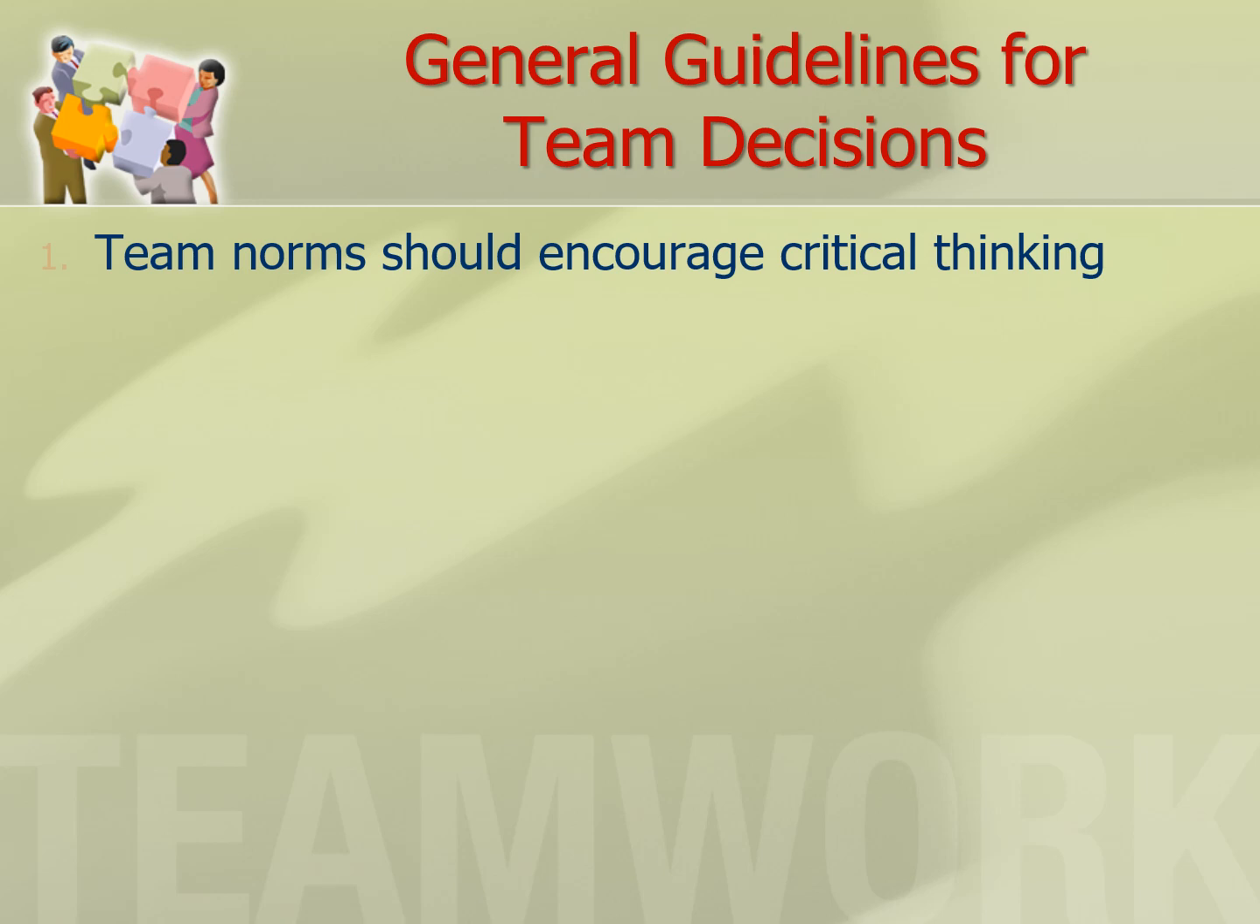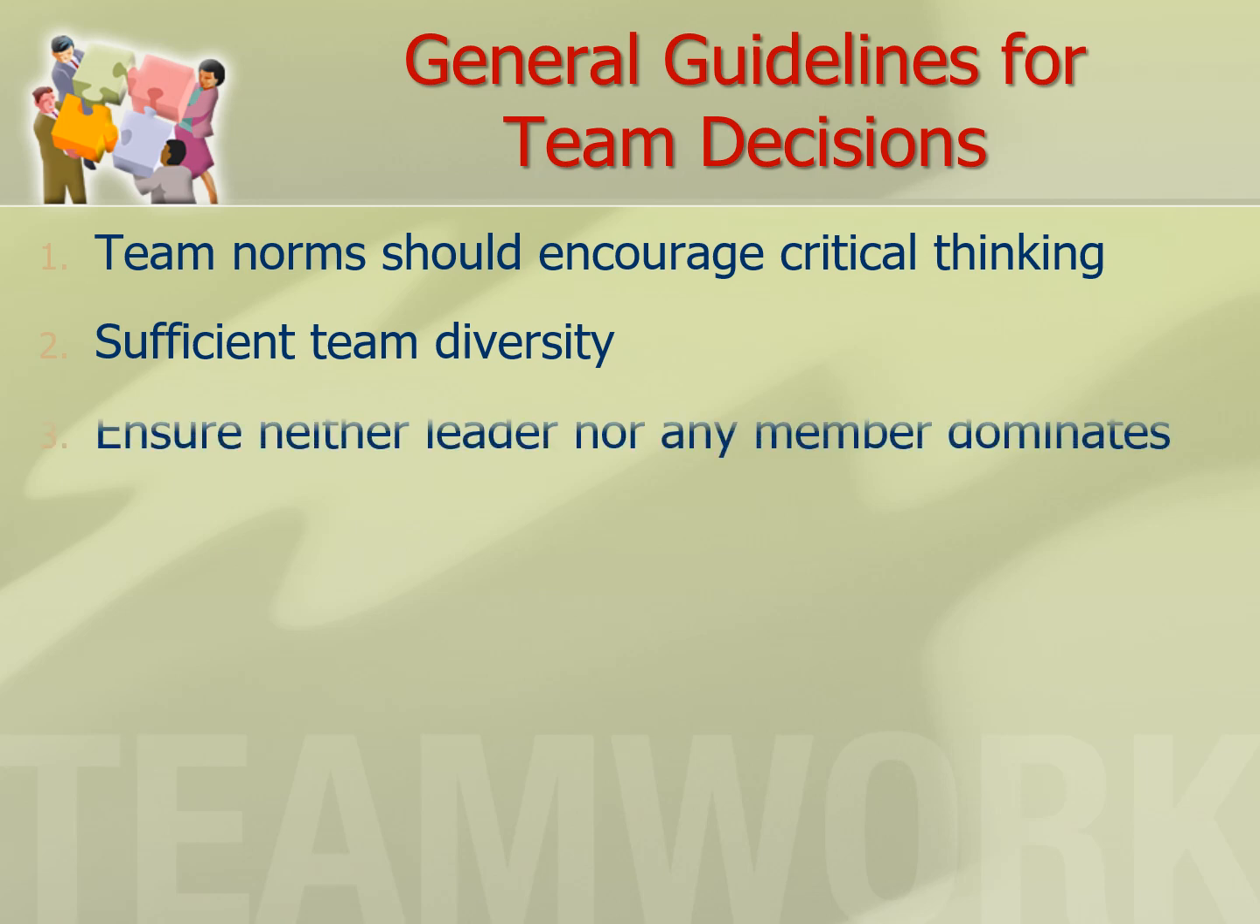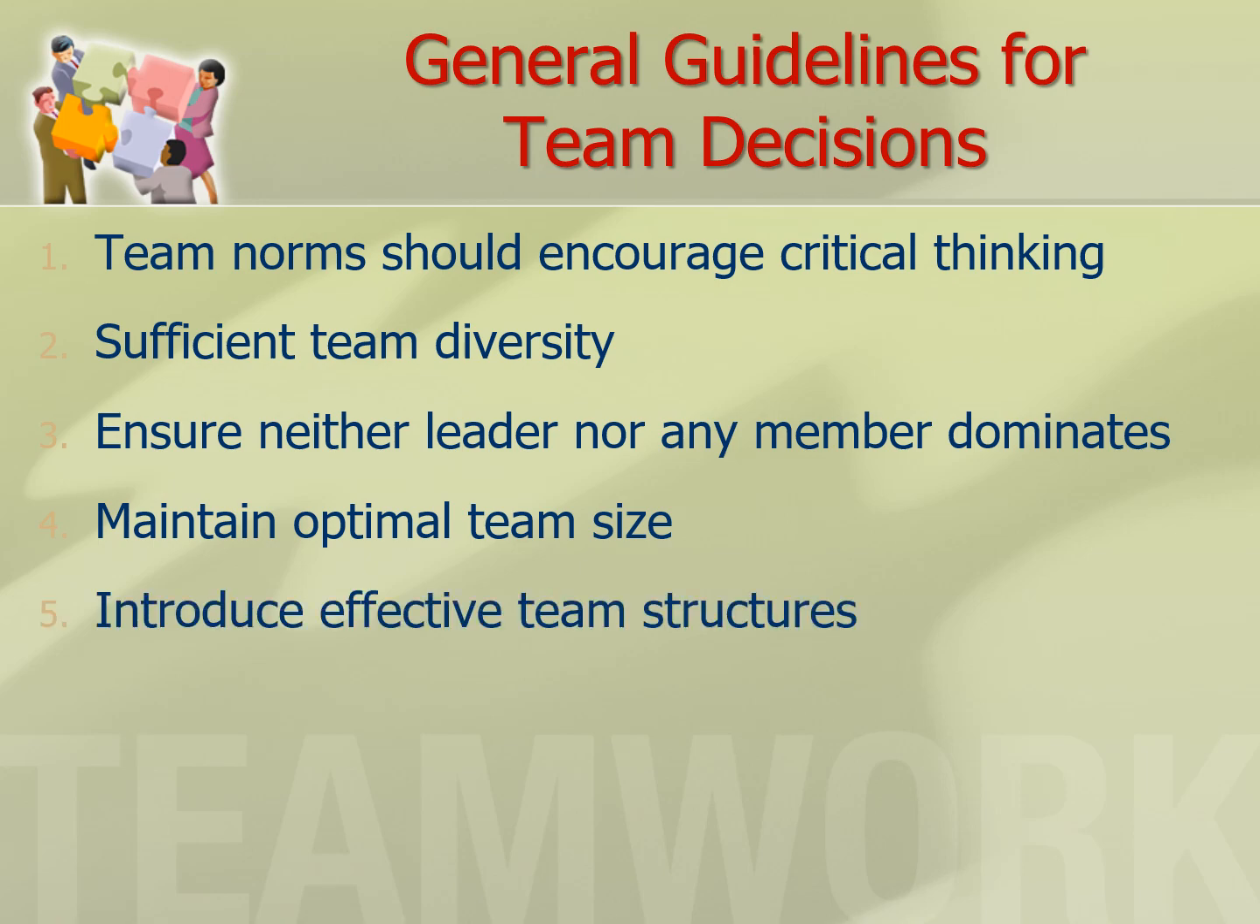So, guidelines for team decisions. Team norms should encourage critical thinking. They should have sufficient team diversity. And that doesn't mean race, color, gender. It means someone from every department that this decision could affect. Ensure neither leader nor any member dominates the group. Maintain an optimal team size. And again, we're going to say 5 to 6.